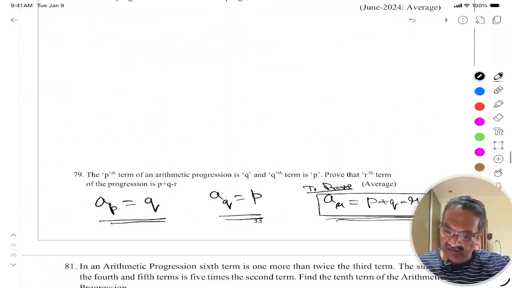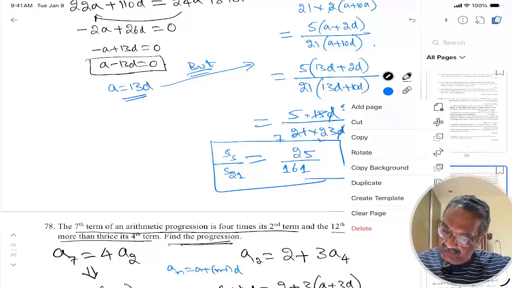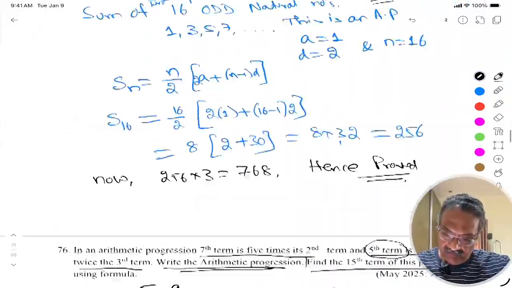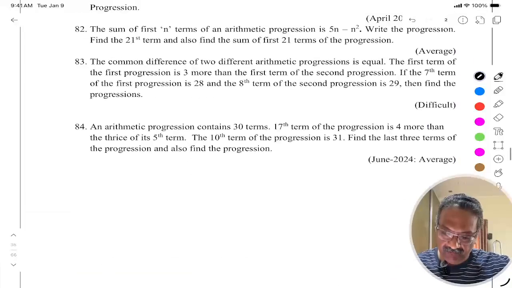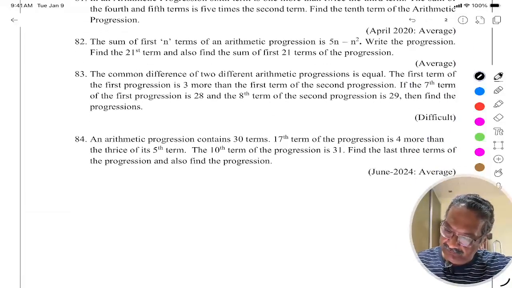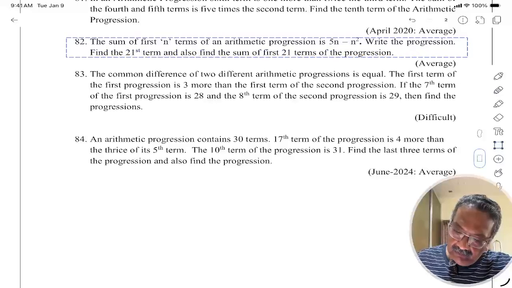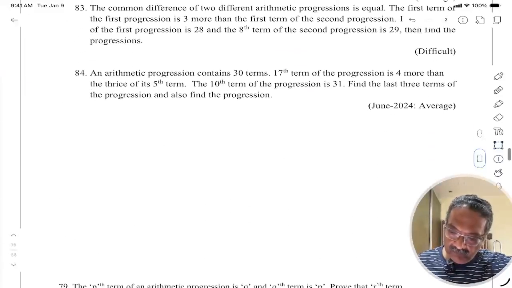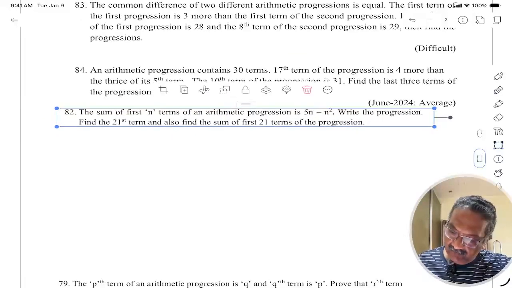Let's come to the 82nd question now. I will add a page here. 82nd question. Where is it? Where is the question? Okay. 82nd question. I will take it out. I think this is an easy question. We can do it here itself. 82nd question.